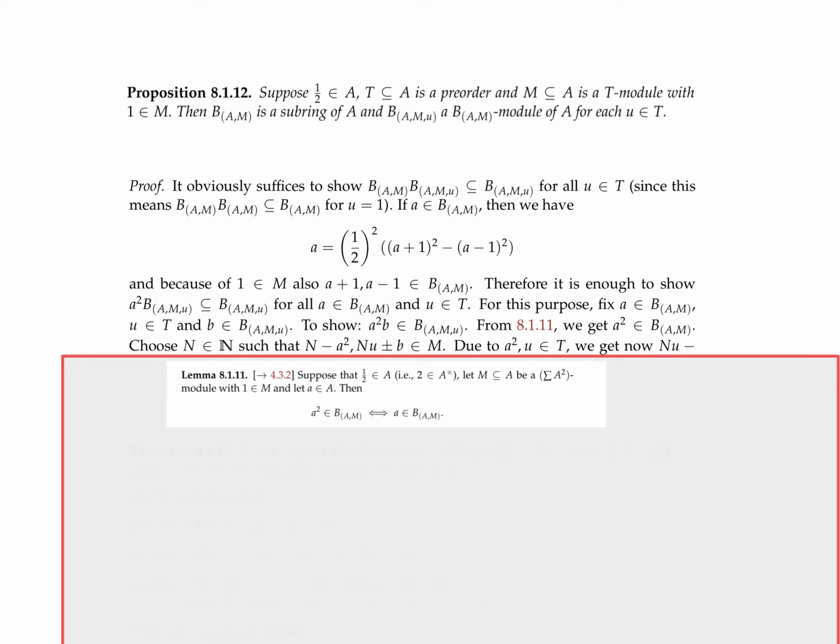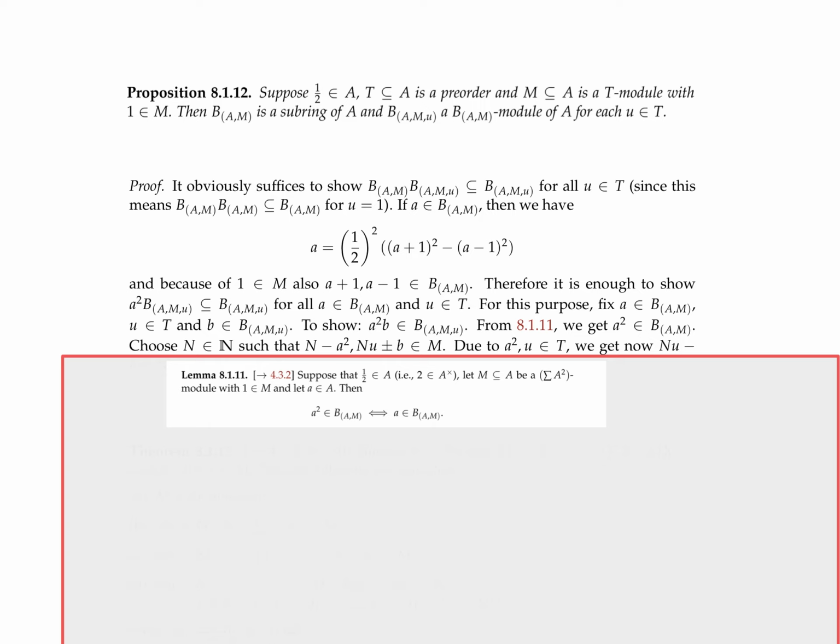So, but then we can choose an N in the natural numbers such that N minus A squared lies in M. And at the same time, NU plus or minus B lies in M, right? This N a priori would be different from that one. I mean, here I use that B is in BAMU. But since 1 is in M, we can take the maximum of both, and it works for both. Due to A squared and U in T, right? Why is U in T? Well, that was like we fixed it here, right? And A squared because T is a preorder.